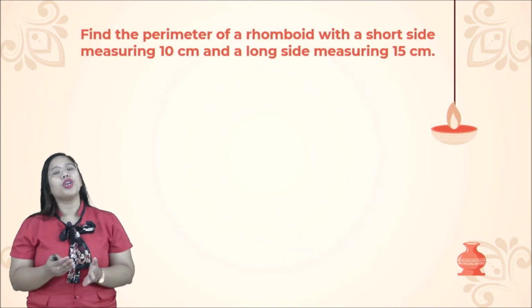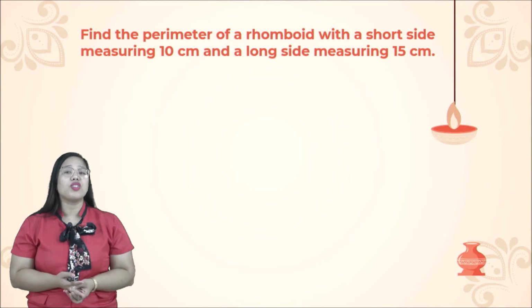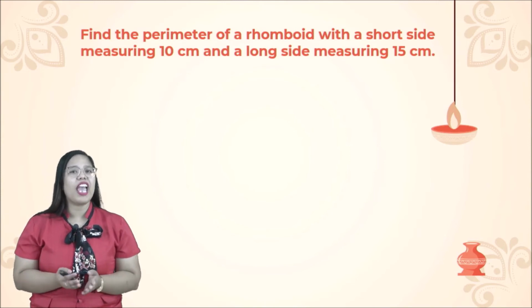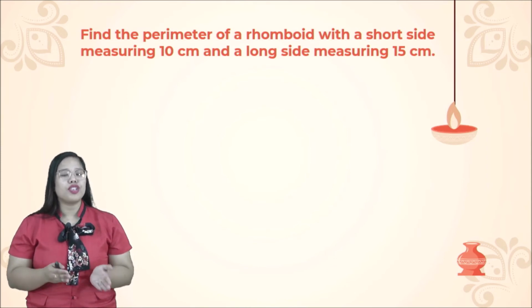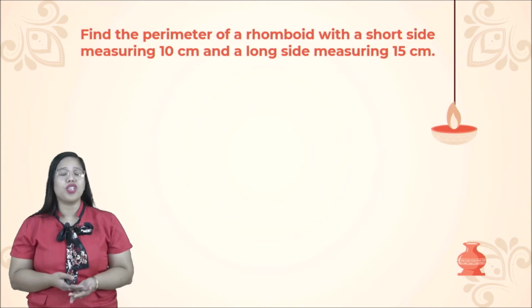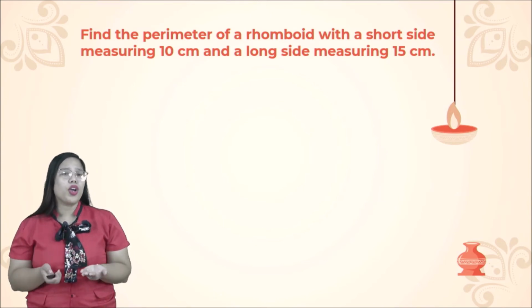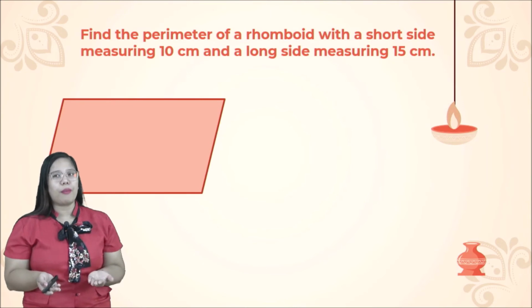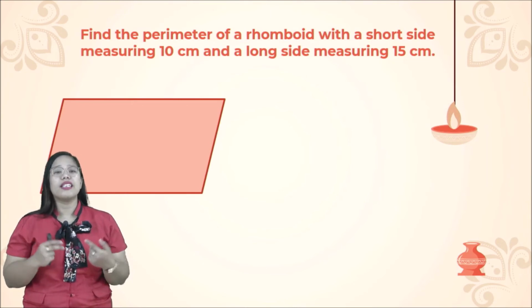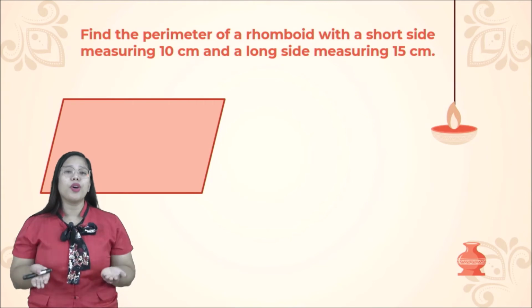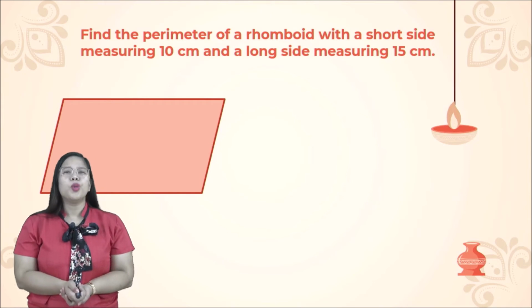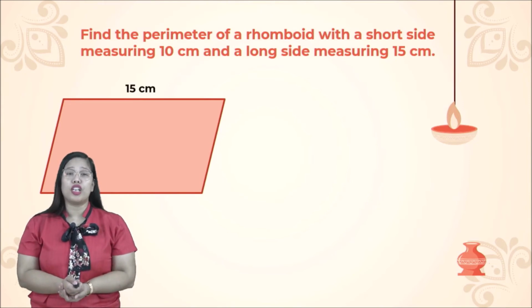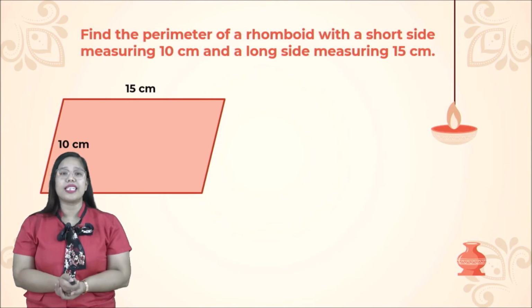And the last one, kids, is the perimeter of a rhomboid. A rhomboid with a short side measuring 10 centimeters and a long side measuring 15 centimeters. A rhomboid, kids, has 2 short sides and 2 long sides, just like a rectangle. A rhomboid is an example of a parallelogram, and as you can see, a rhomboid is just like a rectangle, but slanted a little. So, again, kids, we have 15 centimeters as the long side, and the short side measures 10 centimeters.